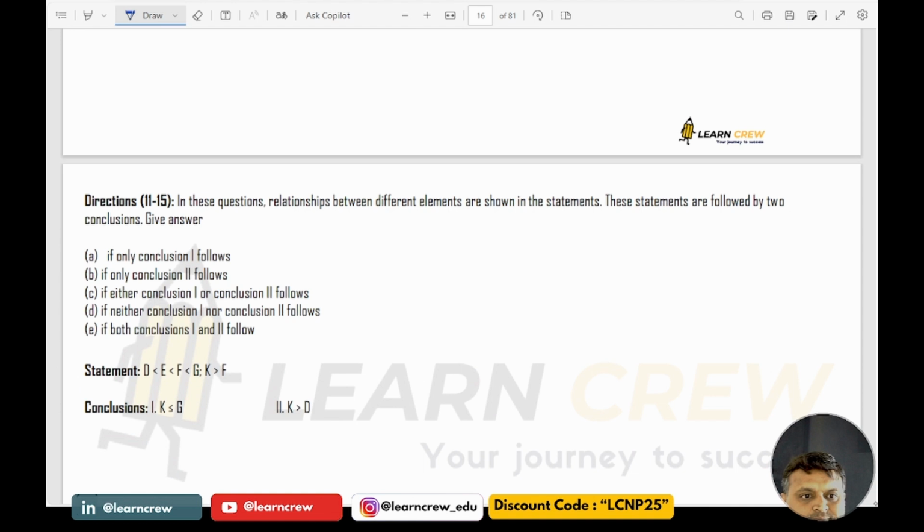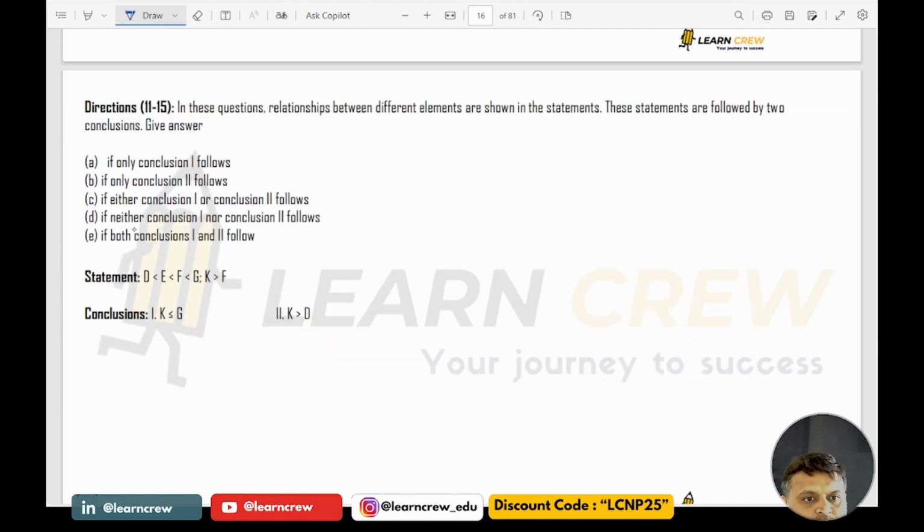Next, between K and G, K greater than F, F less than G. So the first one is wrong. Second one, K greater than D. K greater than F, F greater than E, E greater than D. So K greater than D is correct. So answer is only 2.